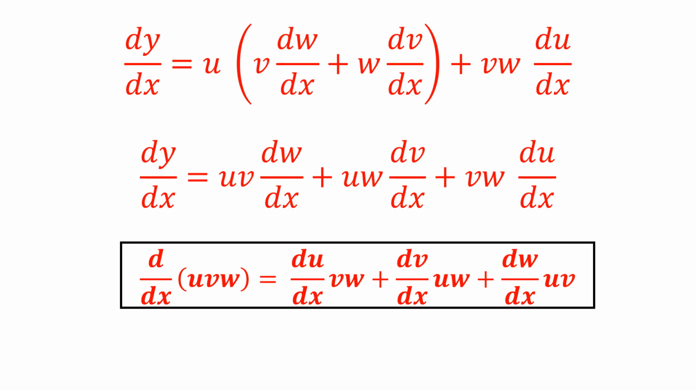Expanding, it is uv into dw by dx plus uw into dv by dx plus vw into du by dx. And we can arrange it in order as given in the question. It is du by dx into vw plus dv by dx into uw plus dw by dx into uv. Let us keep it down. The method we used is using the product rule again and again, repeated use of product rule.